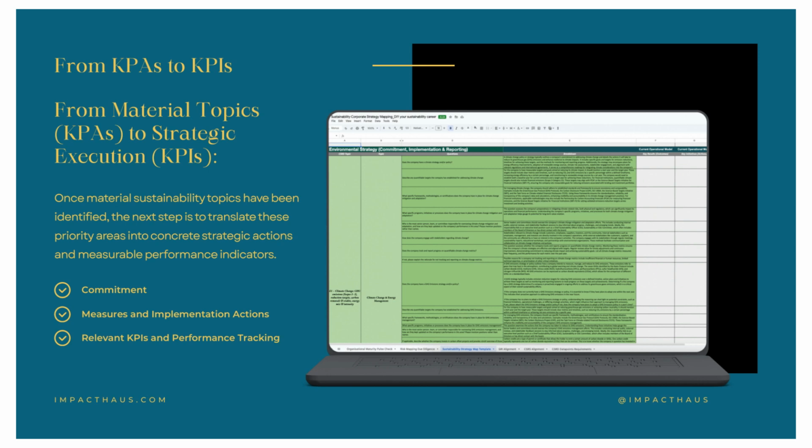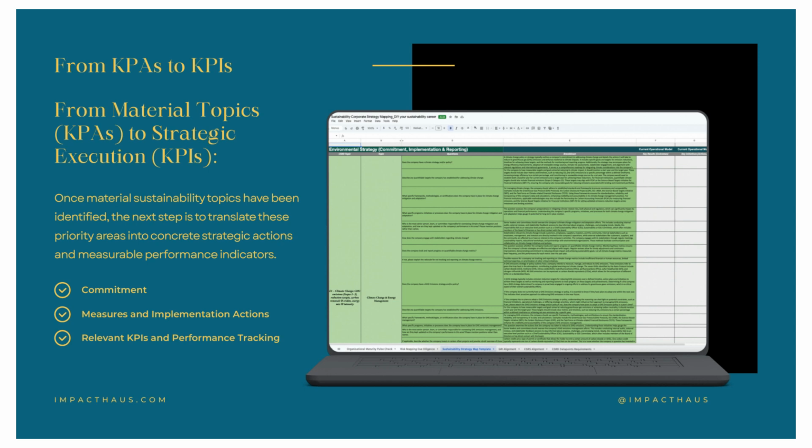In consulting projects, this step is usually called building the KPI architecture or designing the strategic roadmap. The purpose is to turn sustainability priorities into a structured system of commitments, initiatives, and measurable indicators that allow the organization to track whether it is actually moving in the right direction. Before filling in the sheet, it is important to understand the logic behind it.